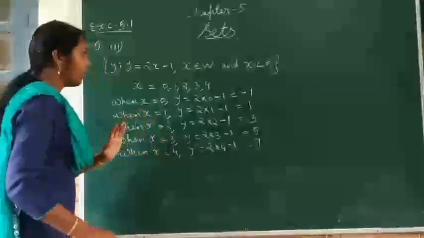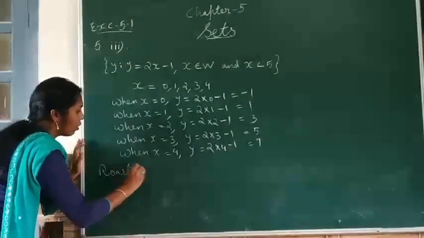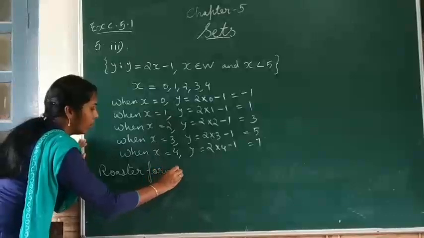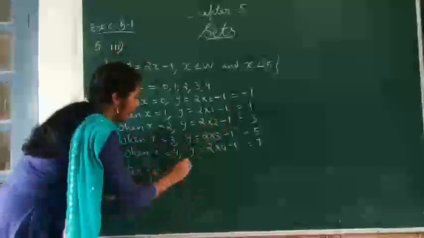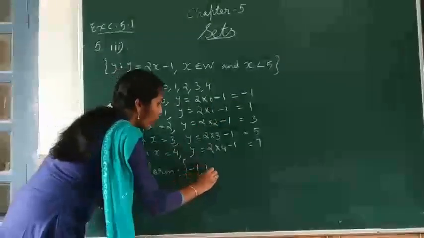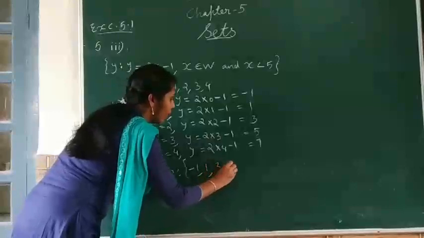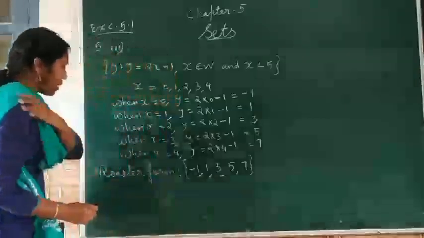Now let us write the roster form. We can write these elements inside the curly brackets separated by commas. They are -1, 1, 3, 5, 7. This is the roster form. Now what is the description form?